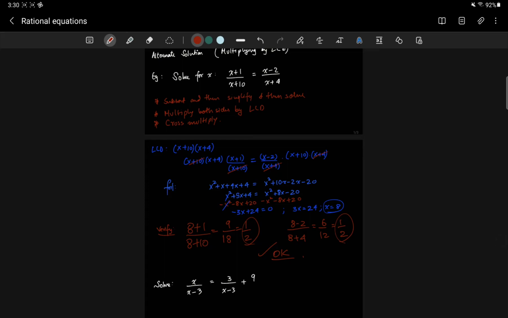Now, if you cross multiply, you end up exactly here, right? So it just saves you the step of multiplying by the LCD, but it is exactly the same thing.